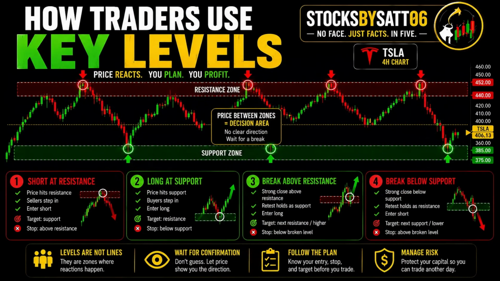So how do traders use key levels? Some look to short at resistance when sellers step in. Their target may be support and their stop may be above resistance. Some look to go long at support when buyers step in. Their target may be resistance and their stop may be below support. Traders also watch for breakouts above resistance and breakdowns below support. The point is not to predict perfectly. The point is to build a plan. Know where you are interested, where you are wrong, and where you are taking profits.